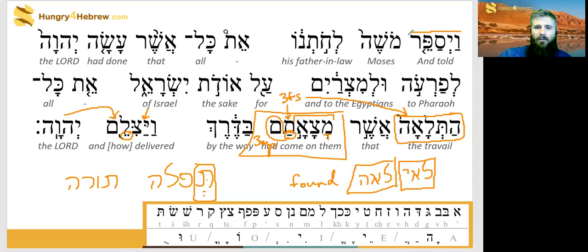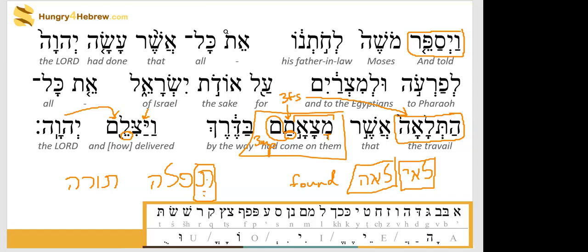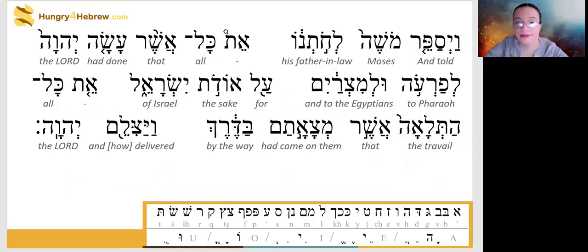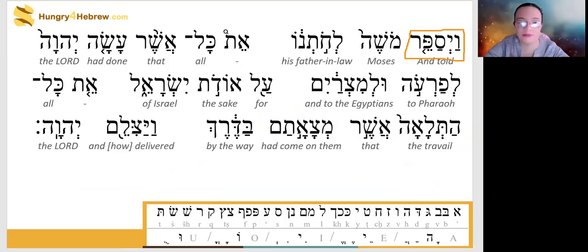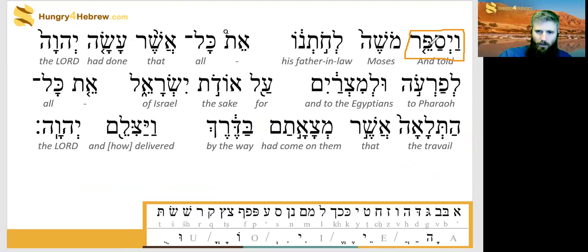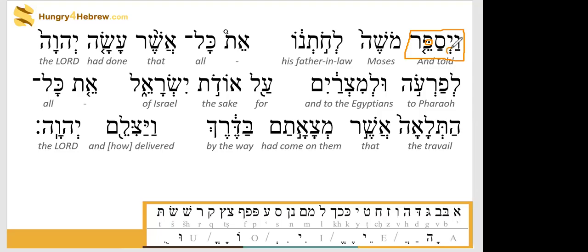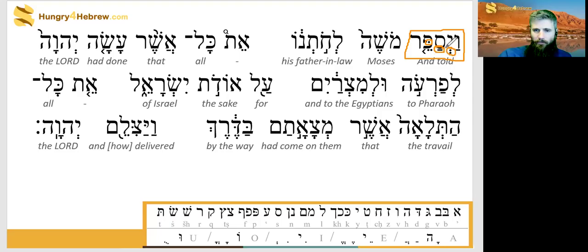What binyan is vayesaper? Where is it? The first one. Pi'el, yes. How do you know it's Pi'el? The tsere and the shva? Good. The tsere is really secondary. It sometimes goes here, sometimes does that. The shva, the patach, and the dagesh. These are the 3 things we're looking for.